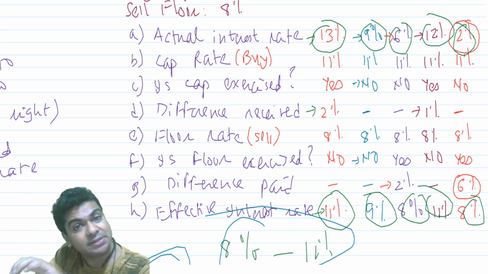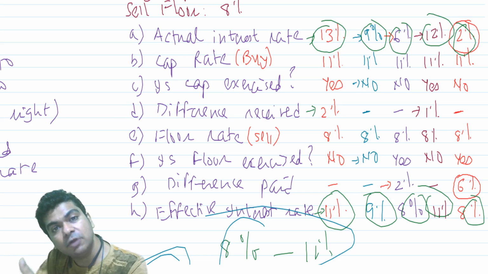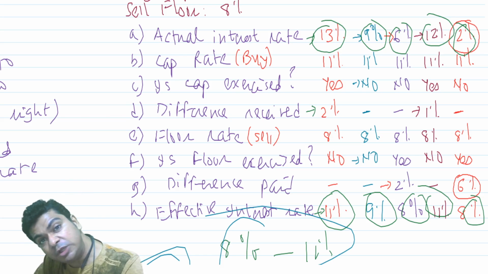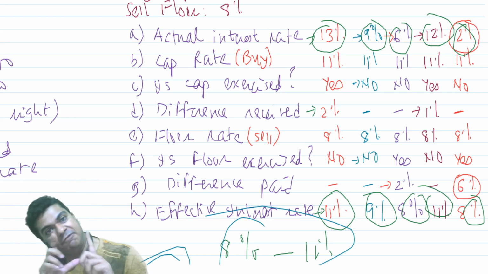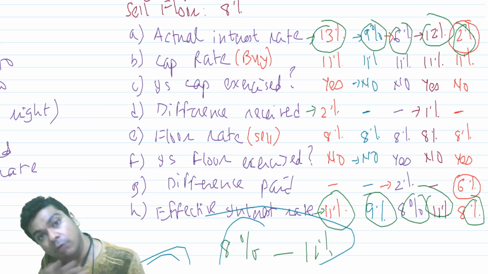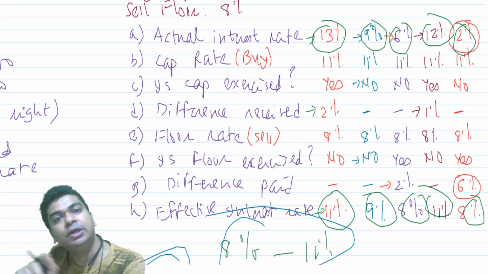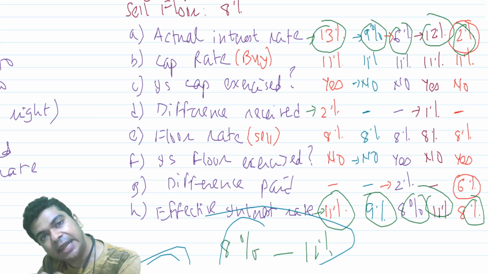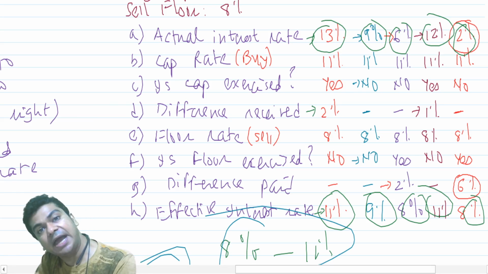Whenever you exercise the cap, understand this, your borrowing rate will be the cap rate. Whenever you exercise the floor, your borrowing rate will be the floor rate. And whenever the cap and the floor both are allowed to expire, then the rate of interest will be between the contracted cap and floor rate. This is what will be the end outcome.